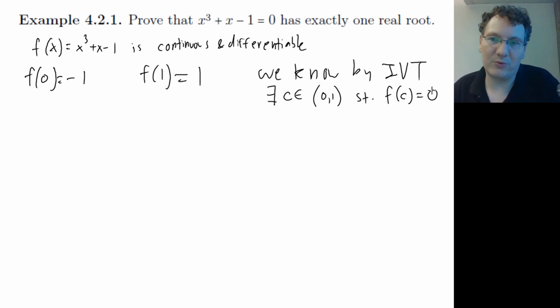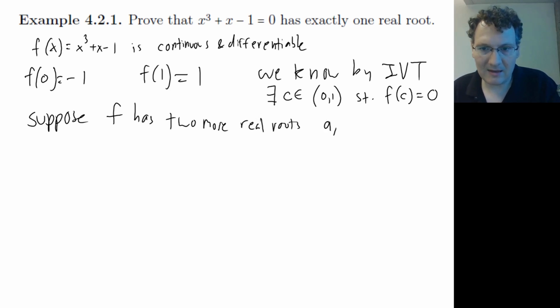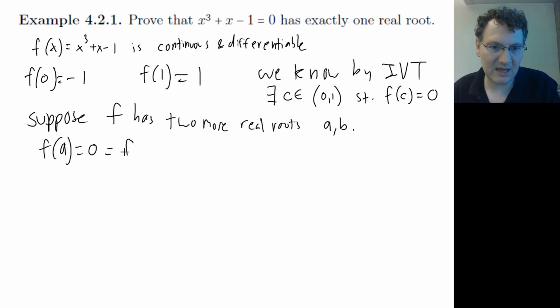Now, the question then is, is it possible there's any other real root? Remember, polynomials, if they have a complex root, they come in pairs. So if this thing has one more real root, then it has three real roots. So let's suppose f has two more real roots, a and b. So f of a equals 0, and that's equal to f of b.